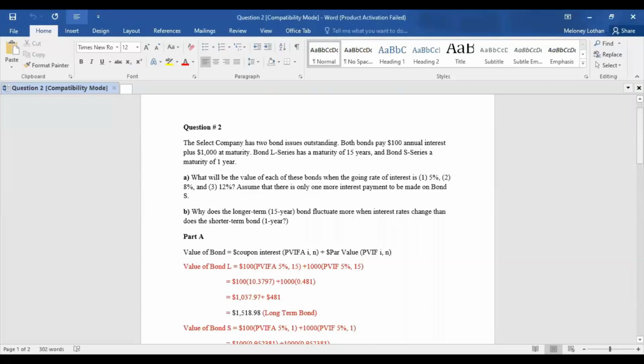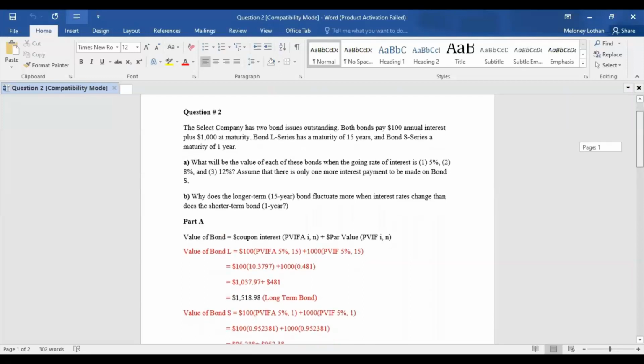And I'm Melanie Lothan. All right, this evening we'll be doing tutorial 5, question 2, parts A and B. We'll be doing part A using two different techniques. Melanie will be starting off using the present value table, and I will be following up later on using the bond value formula. Melanie? Thank you, James.